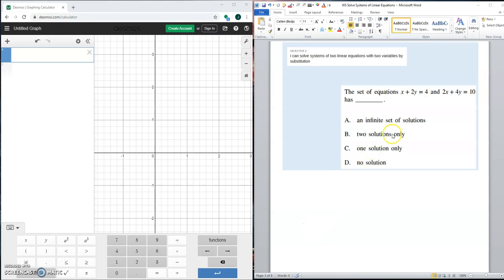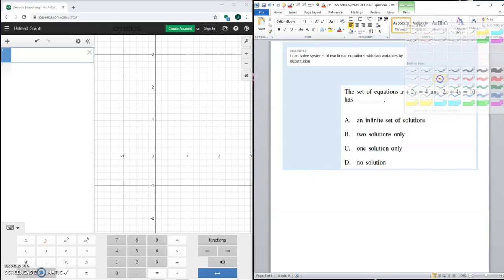The set of equations x plus 2y equals 4 and 2x plus 4y equals 10 has blank solutions. So once again, we're going to use Desmos on this one. Now, because some graphing calculators only permit you to plug in equations that are in slope-intercept form, I'm going to real quickly discuss with you how to change this to slope-intercept form.